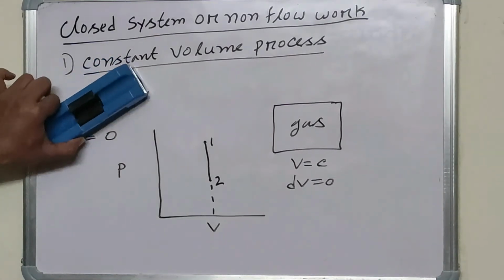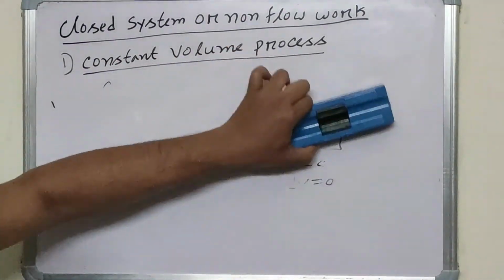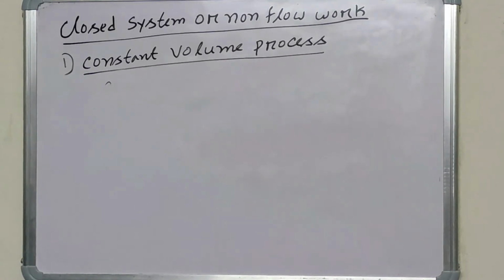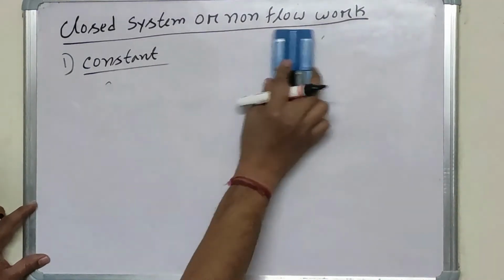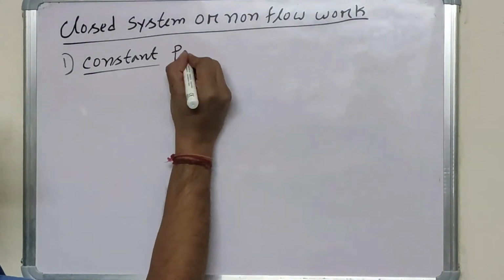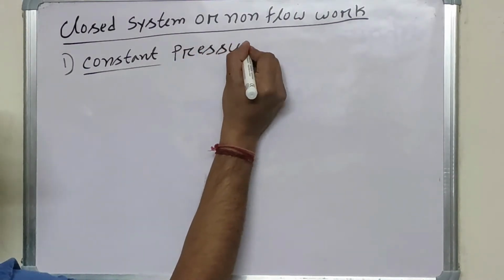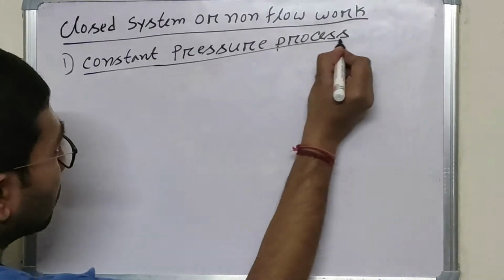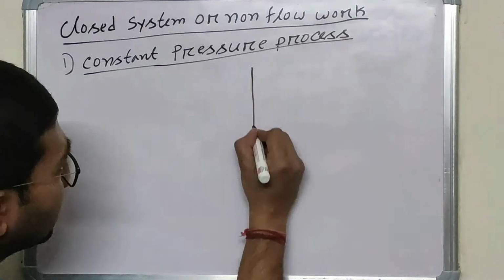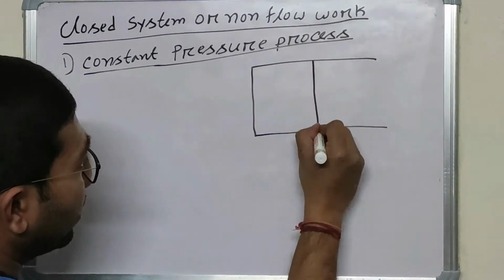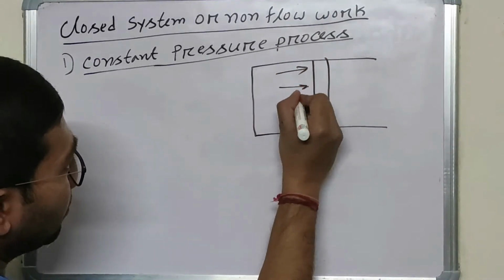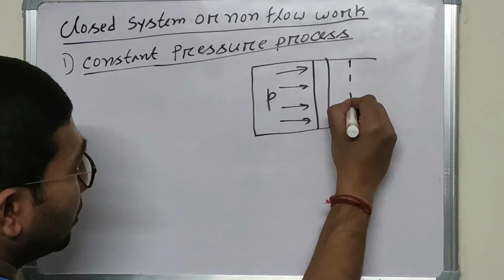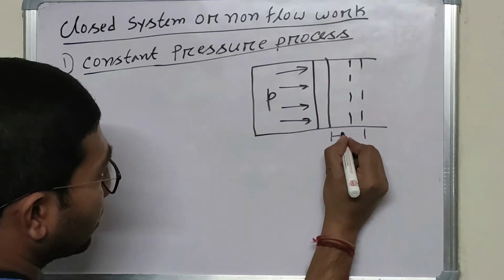The second one is the constant pressure process. Constant pressure process means there is a piston cylinder arrangement, and the displacement of the piston is taking place due to some pressure, and you can assume that it is a constant pressure process. This one is the displacement, that is x.